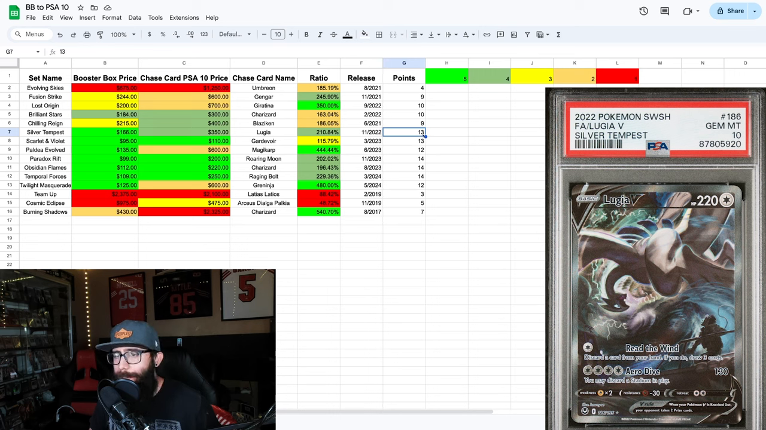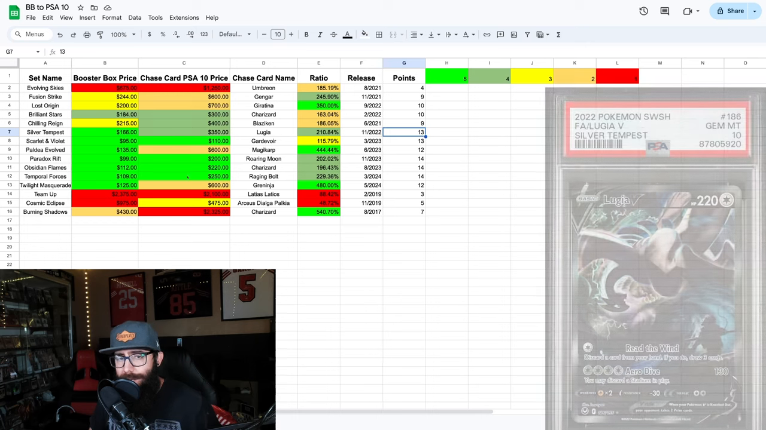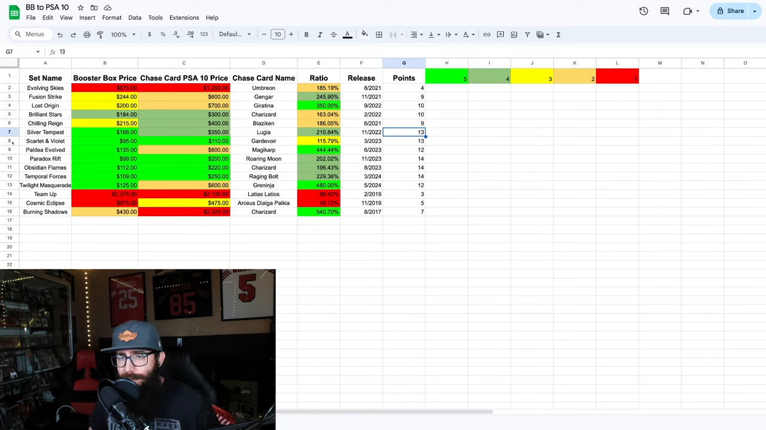So obviously the max price here, which I don't think is possible, would be like a 15. So yeah, 5, 10, 15, and that would be pretty crazy. But we got a few that come real close.